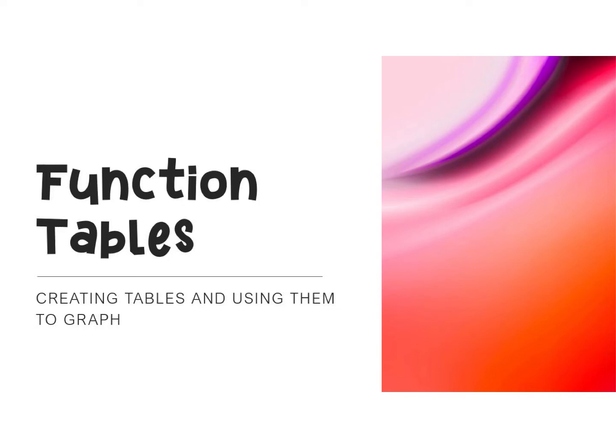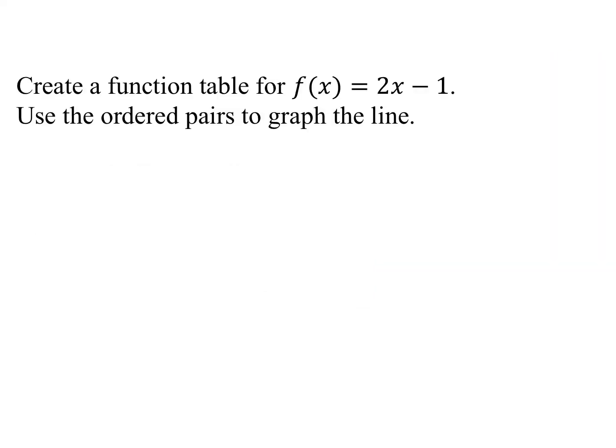What you're going to learn today is how to go from an equation to creating something on a coordinate plane, creating a graph. So let's get started. Here's the question you're given. Create a function table for f of x equals 2x minus 1. Use the ordered pairs to graph the line.